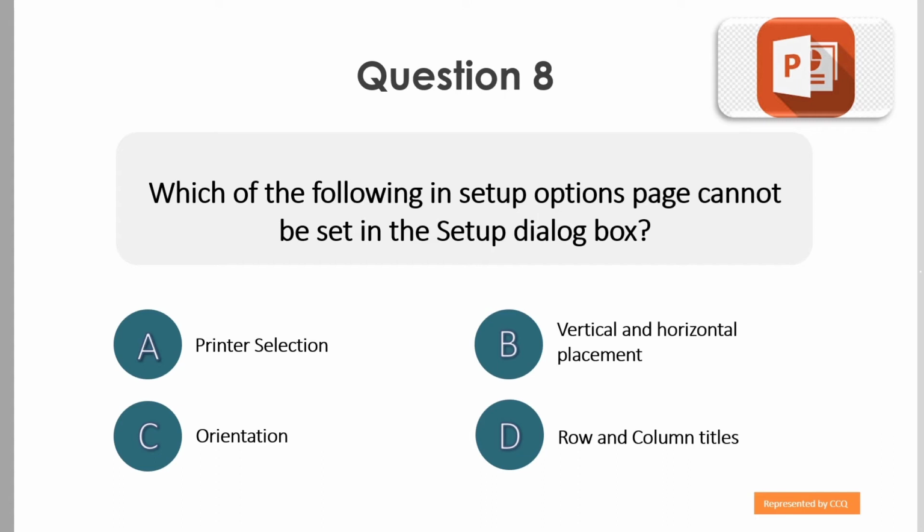Then next question is eighth question. Which of the following setup options cannot be set in the page setup dialog box? So these are options: printer selection, orientation, vertical and horizontal placement, or row and column title. So the correct answer is printer selection. A option is right. Okay.